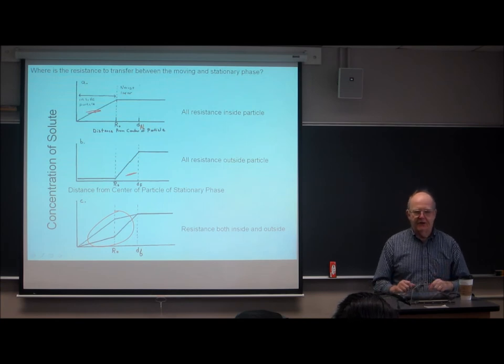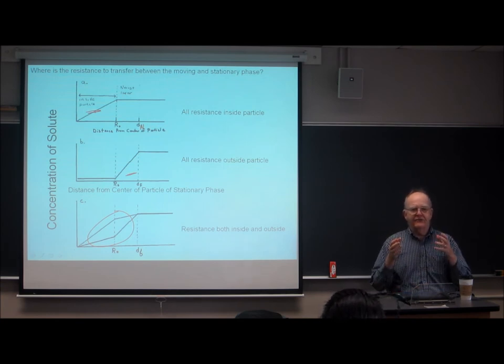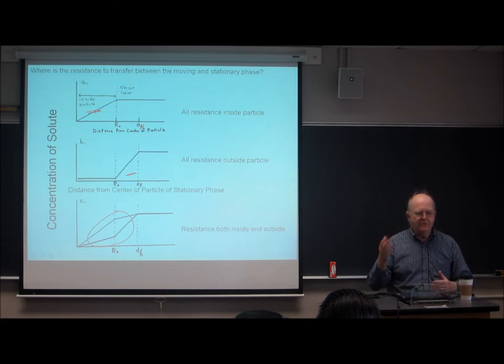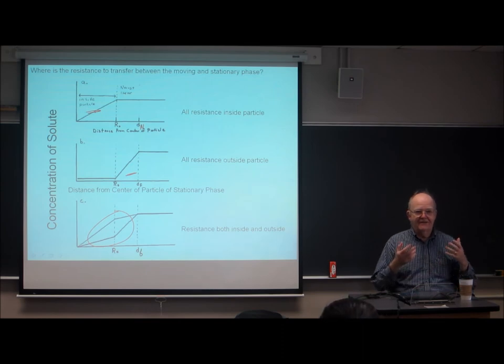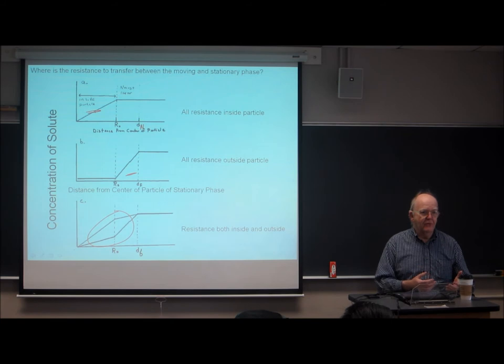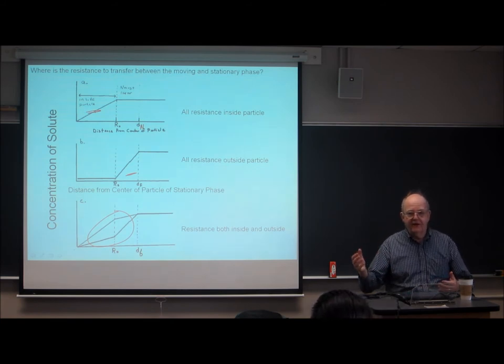Sometimes it's obvious what it has to be. If we have gas chromatography with a bed packed with particles, the mobile phase is a gas. The stationary phase is a liquid. Diffusion in liquids is 4, 5, 6 orders of magnitude slower than diffusion in gases. You know, it's a no-brainer.